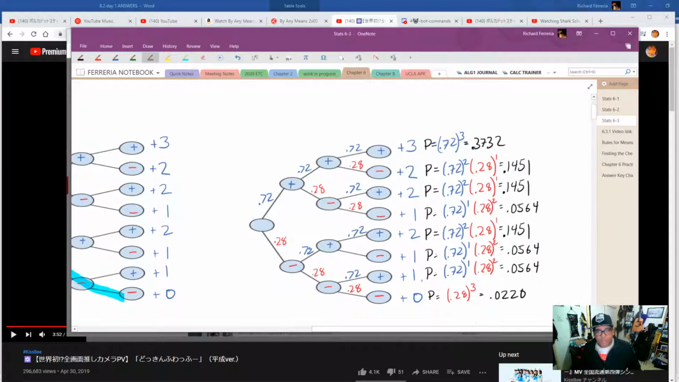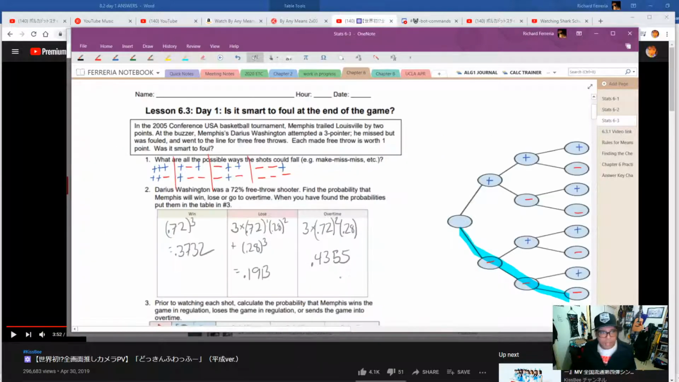They're going to go to overtime if only 2 points are made by Darius. So here we got 2 points, 2 points, and 2 points. You'll notice that all the calculations are the same. It's 0.72 squared multiplied by 0.28 to the first power, giving us 0.1415. And we'll just put that number in our chart over there.